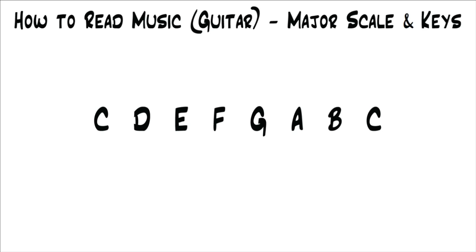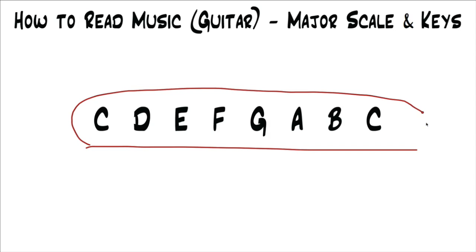And when you're talking about key signatures, it's saying that that piece of music is in a specific key, and a key is referring to the major scale. So for example, what's on your screen right now is the C major scale. So if something was in the key of C, that would mean all the notes and chords would be coming straight out of this major scale.